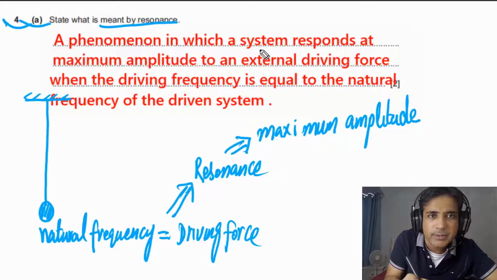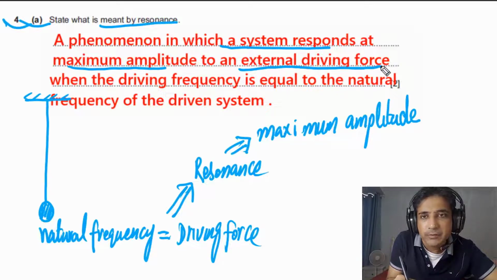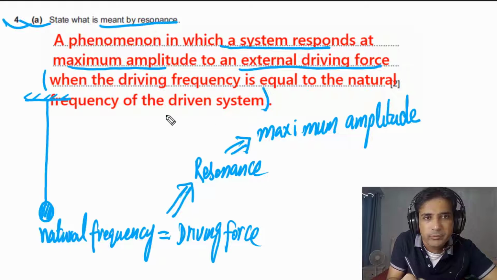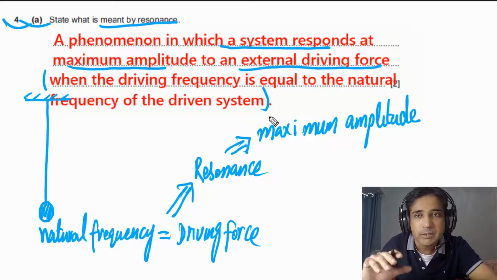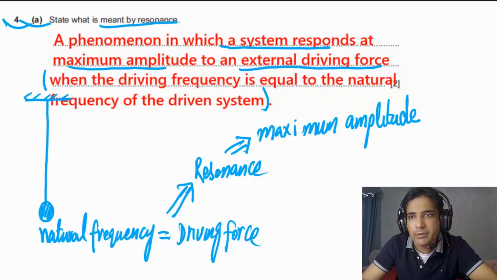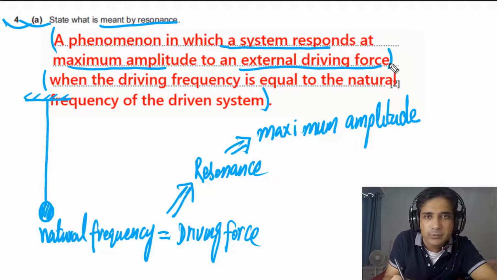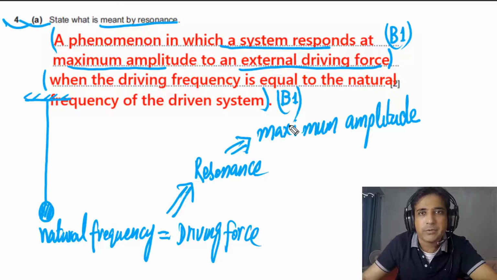This is how you can state what is meant by resonance. Simply you need to mention a phenomenon in which a system responds at maximum amplitude to an external driving force. And the second point you need to write down: when the driving frequency is equal to the natural frequency of the driven system, resonance will take place. And this question has 2 marks. If you have written these 2 points, you will get 2 marks. The first mark you will get if you have written this first point, you will get 1 B mark, and the second mark you will get if you have written the second point, that the natural frequency is equal to the driving frequency. You will get 2 marks.